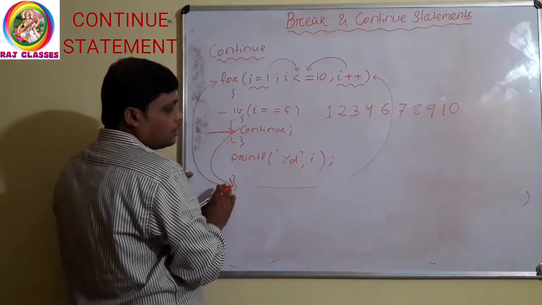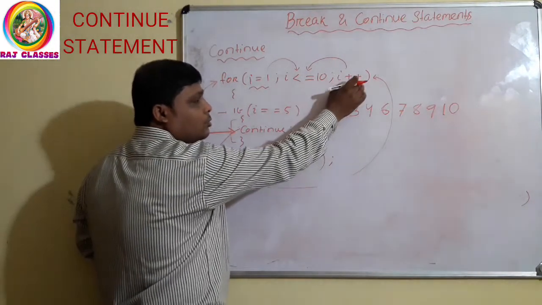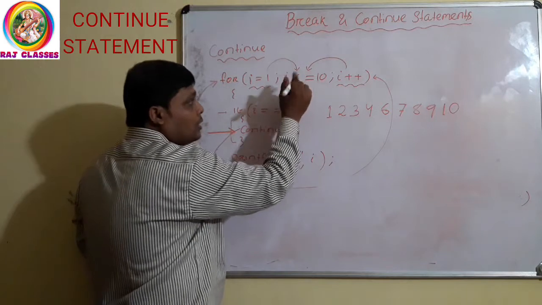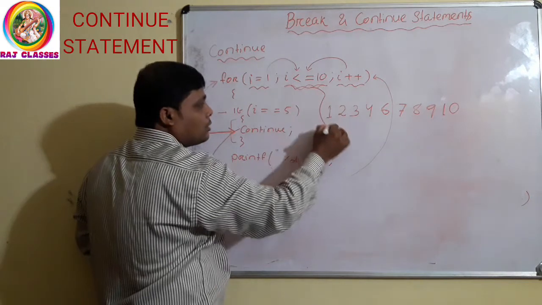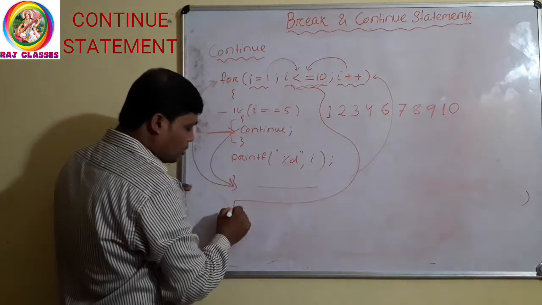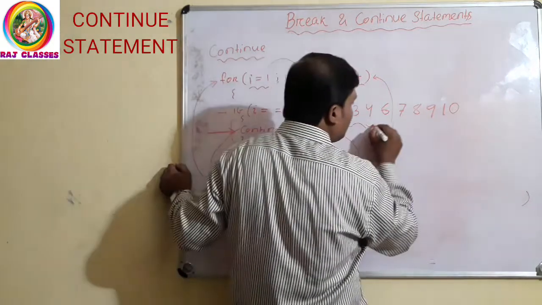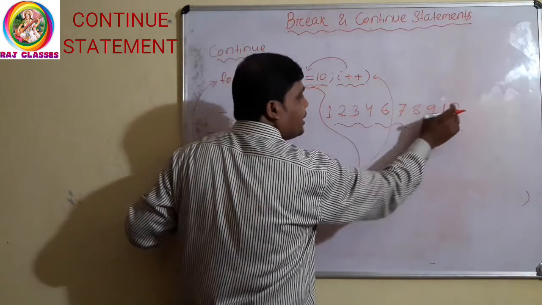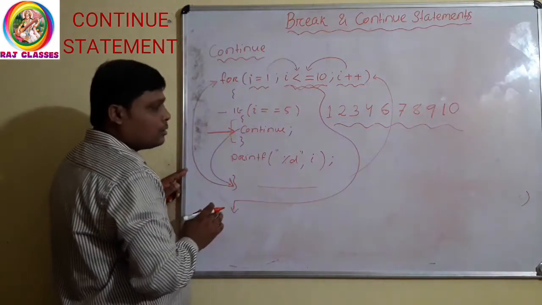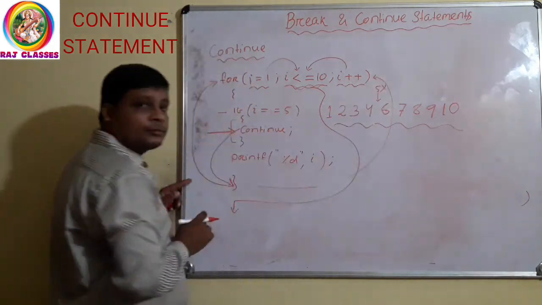Now see, when this statement executes, the I value will be 11. 11 less than or equal to 10. Now the condition is false here. In case of for loop, when the condition is false, the control will go out of the for loop. Clear? So the output will be 1, 2, 3, 4, 6, 7, 8, 9, 10. Clear? Because 5 is skipped. It will not print. Clear?